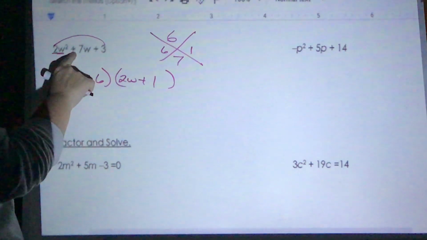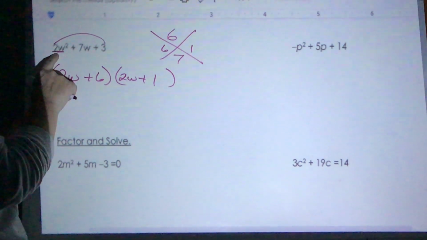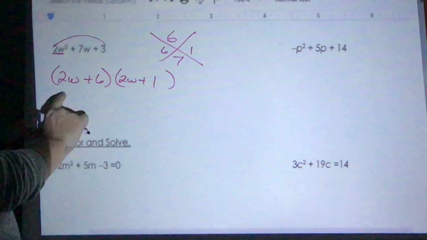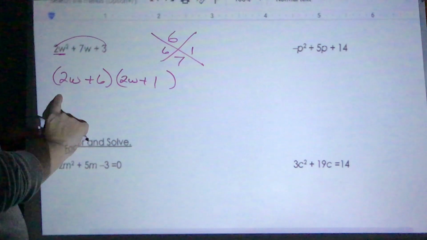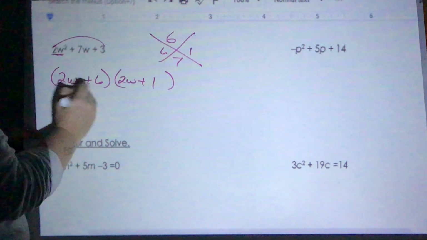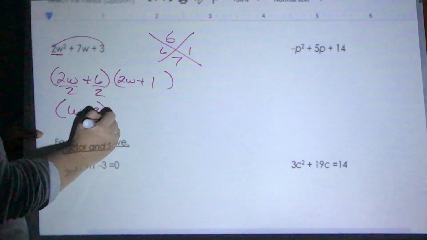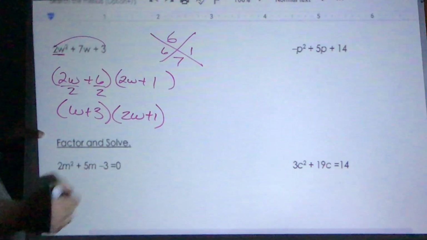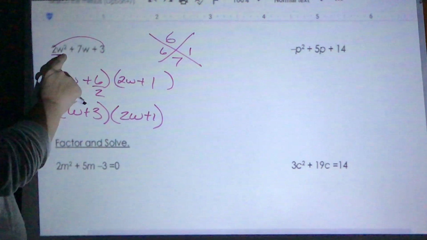This won't give me this if I multiply, because if I did 2w times 2w, I would get 4w squared. So you know right now that this does not multiply with this to give you that. But if I look at my two parentheses, if any of the parentheses can be scaled down, you scale it down. So this one could be scaled down by 2. So I would get w plus 3. This one can't be scaled down, so I get 2w plus 1, which is the answer that we already got. And if you multiply these two, you do get this.